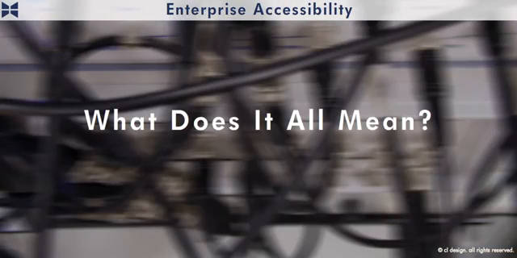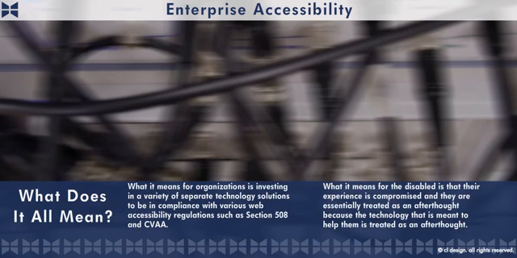What does it all mean? What it means for organizations is investing in a variety of separate technology solutions to be in compliance with various web accessibility regulations, such as Section 508 and CVAA. What it means for the disabled is that their experience is compromised and they are essentially treated as an afterthought because the technology that is meant to help them is treated as an afterthought.